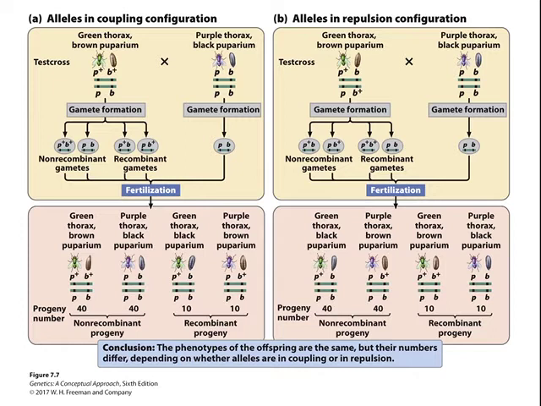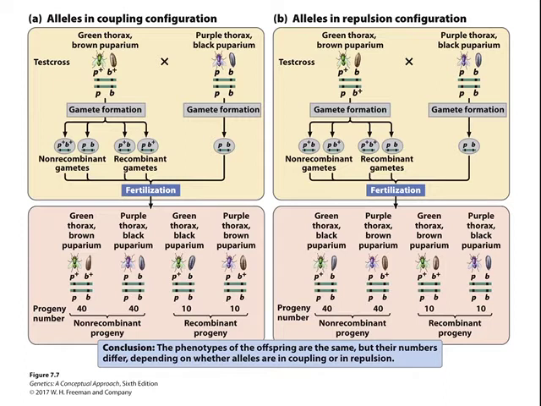the cis configuration. Another possibility is that one chromosome might carry the allele for green thorax and black puparium, and the other is going to carry the alleles for purple thorax and brown puparium. So this would be in repulsion or in the trans configuration. This arrangement, in which each chromosome has one wild type and one mutant allele, is called repulsion or trans.